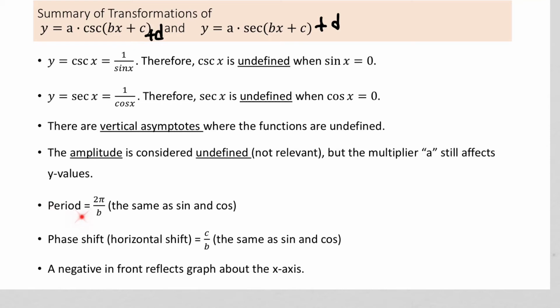The period is the same as with the sine and the cosine. Their standard period is 2 pi. So we calculate it the same way by dividing by the coefficient b, if there's a transformation. The phase shift, the horizontal shift, is calculated the same way as the sine and the cosine, c over b. So if this sign is positive, then you go left. If it's negative, you go right. And then you could also still have a negative in front of the A here, which would cause a reflection of the graph about the x-axis. So a lot of this is the same.